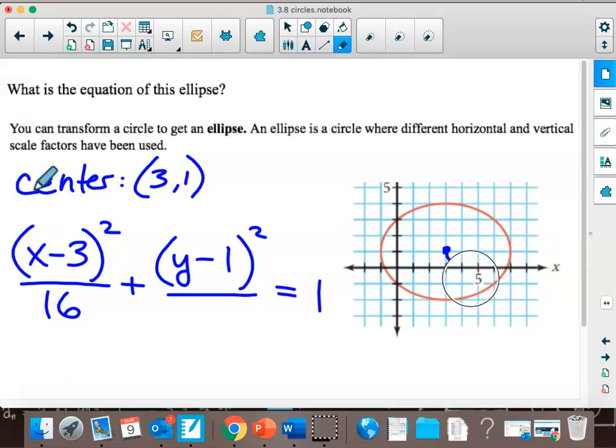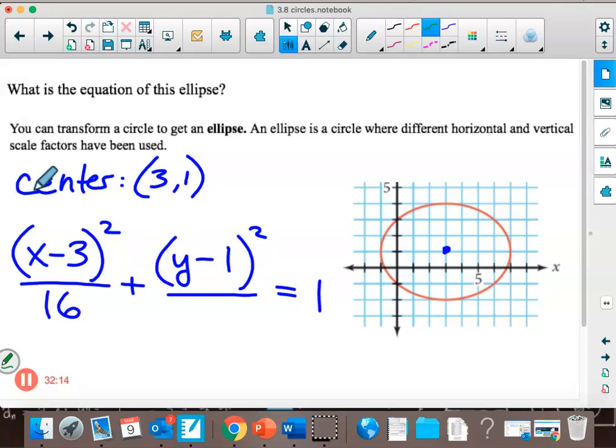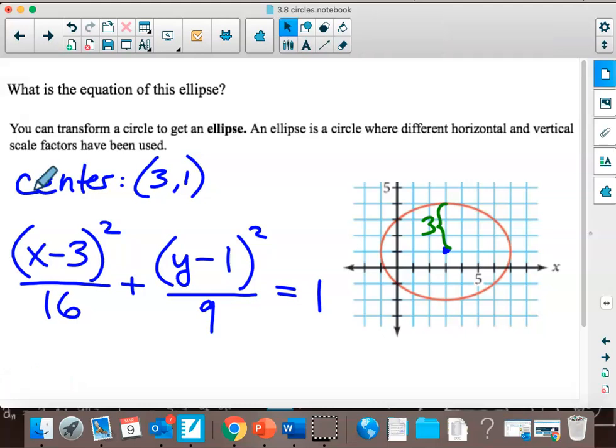So for the next one, we're going to do the vertical stretch or dilation. Michelle, what's this distance? It's 3. So what's going to go under the y? Yes! You just did the whole thing. Beautifully done. All right. How are we feeling about that? Good. Okay?